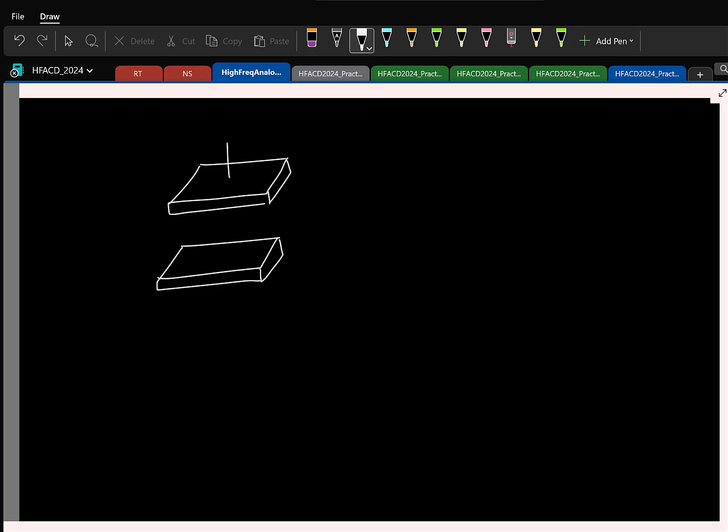You put some dielectric between them and form the capacitance. And if the dimensions are length, width, and d, what is the capacitance of the structure? Epsilon times the area. What is the cross-sectional area of the plate?